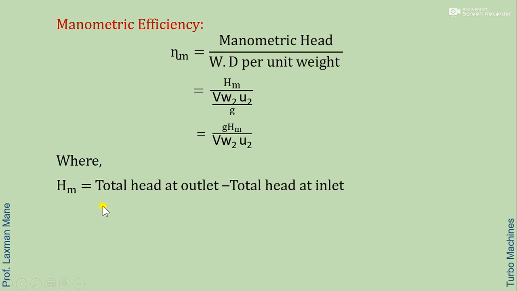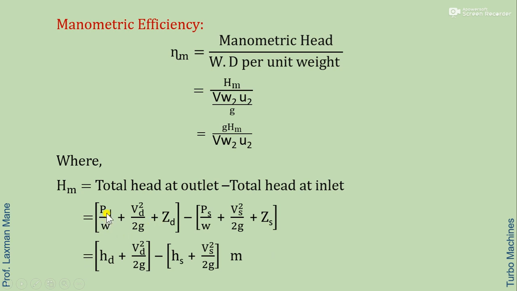where Hm, the manometric head, is the difference of head at outlet and inlet. It can be given in this way also, where this first bracket is the total energy at the delivery pipe and this is the total energy at the suction pipe. Total energy is what? Summation of pressure head Pd by w plus velocity head Vd square by 2g plus datum or potential head Zd. This is for the delivery pipe. Similarly, these are the properties for the suction.